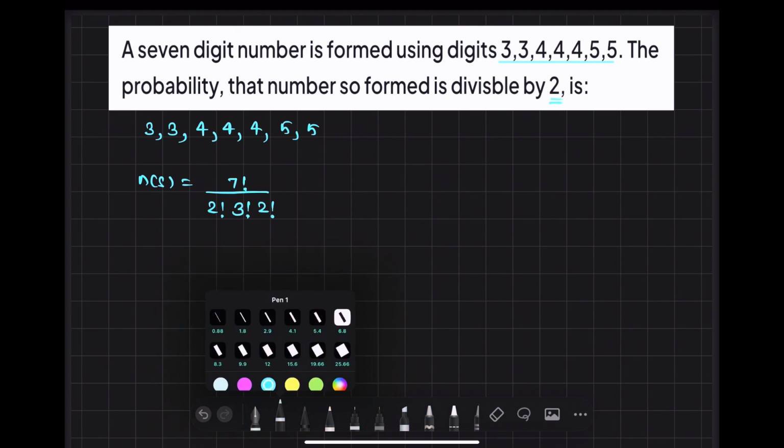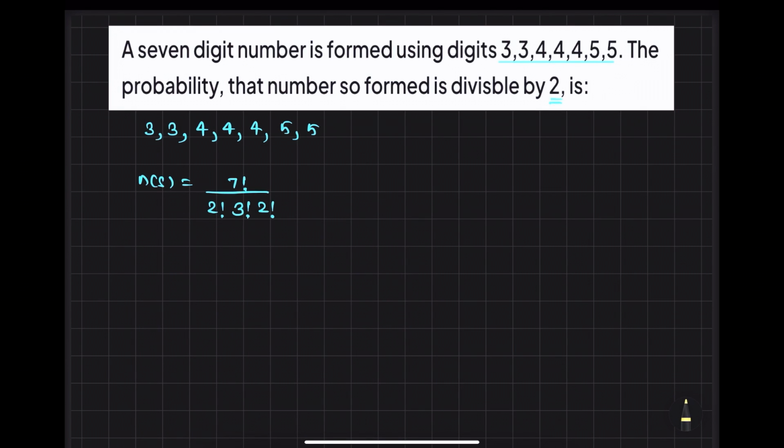Now you know that we have to find out the probability of those events in which we can create an even number. So at unit place I will fix 4 because I have no other choice. Now we have 6 empty spaces with 6 digits, so the number of ways will be 6 factorial, since I have already used one 4, so we are left with 6 digits: 6 factorial, and then 2 factorial, 2 factorial, and 2 factorial.